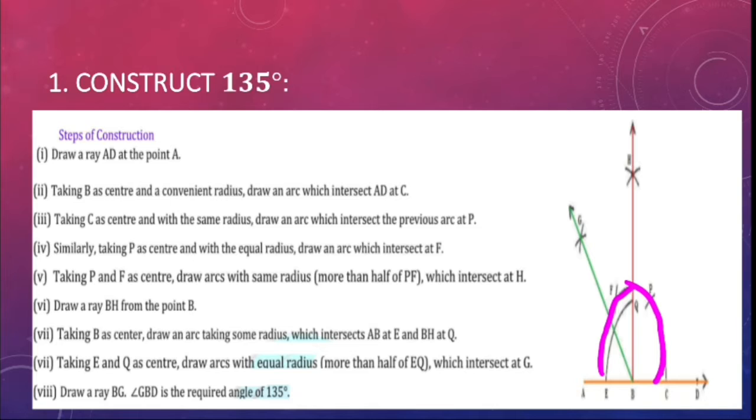Okay, that means you have to bisect this QE portion or QE arc. If you divide this QE arc in the left hand side, you will get a point G. This angle GBD, that means from here to here, it will be 135 degree. Okay, now with the help of these 8 steps we will draw this angle in our copy.